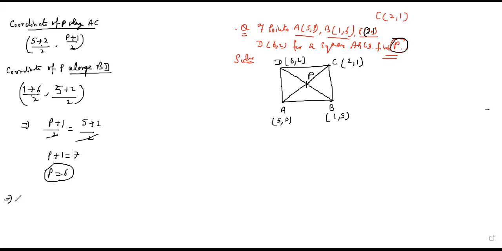the coordinates of point A are 5, 6, because the value of P is 6 and the coordinates of A are 5 and P. So it will be 5, 6. So we got the same answer. Next question.